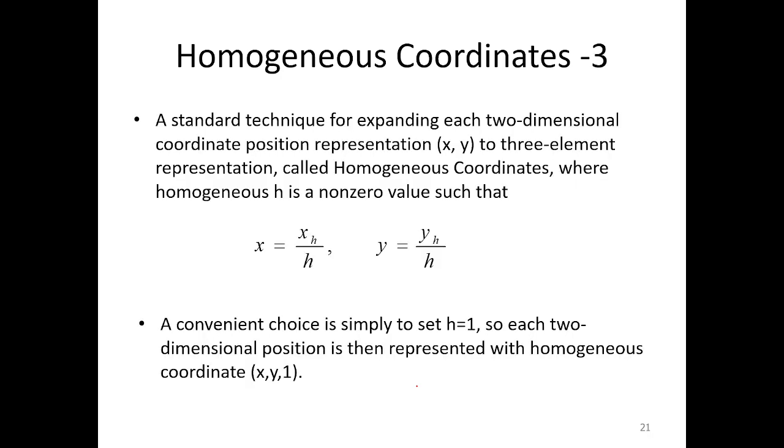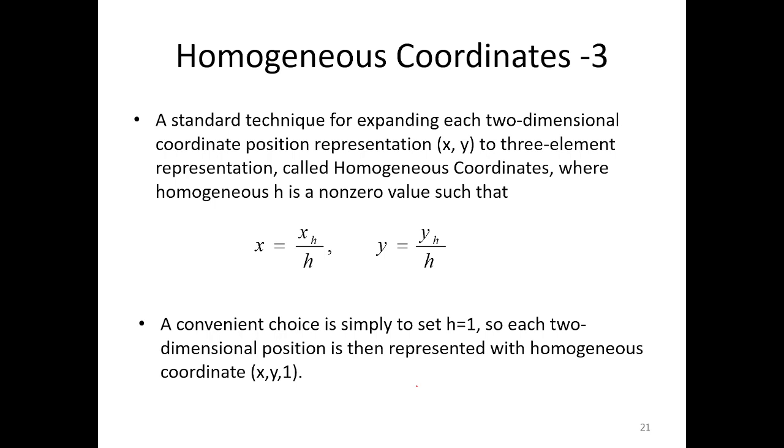Next is a standard technique, that is homogeneous coordinates. A standard technique for expanding each two-dimensional coordinate position representation, x comma y, to three-element representations is called homogeneous coordinates, where h is a non-zero value such that x equal to xh by h and y equal to yh by h. A convenient choice is simply to set h equal to 1. So each two-dimensional position is then represented with the homogeneous coordinates x comma y comma 1.